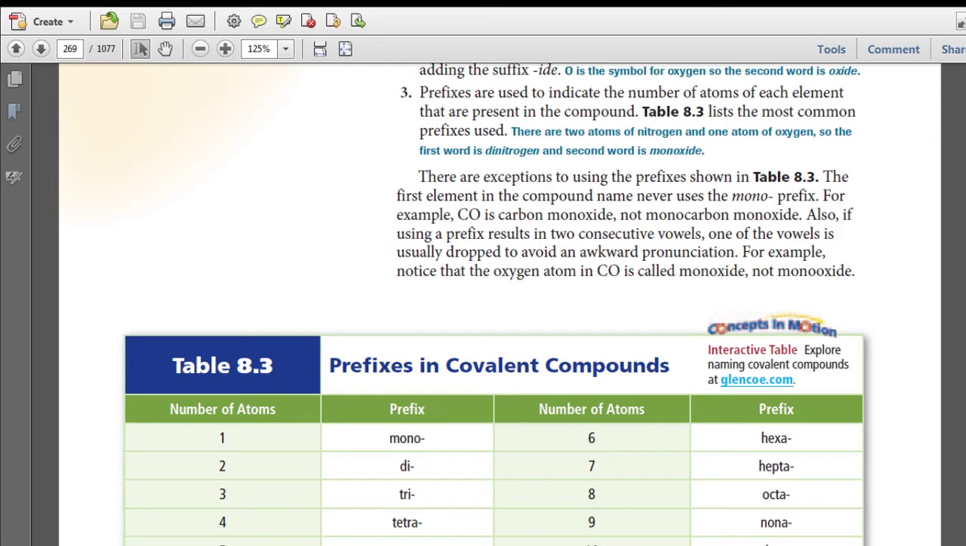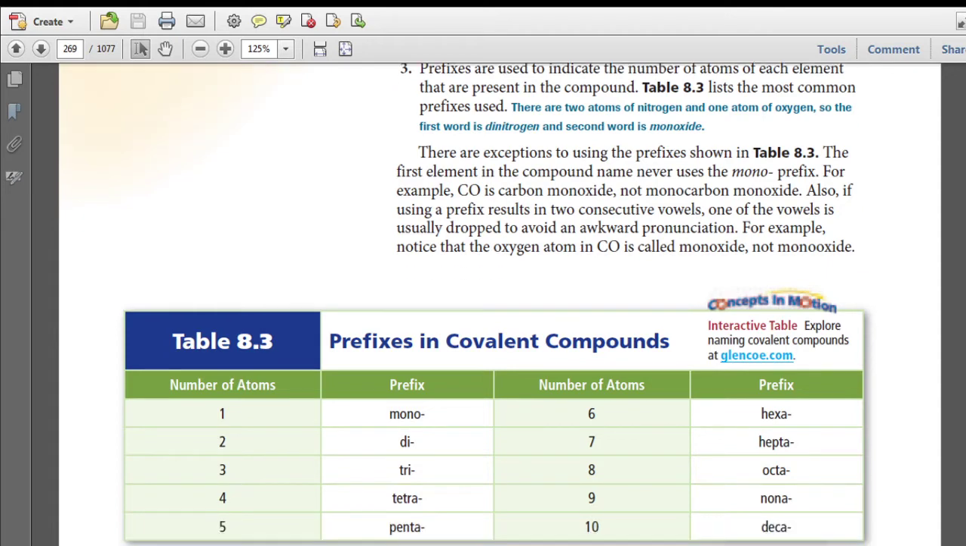There are exceptions to using the prefixes shown in 8.3. The first element in the compound name never uses the mono prefix. For example, carbon monoxide, not monocarbon monoxide. Also, if using a prefix results in 2 consecutive vowels, one of the vowels is usually dropped to avoid an awkward pronunciation. For example, notice the oxygen atom in carbon monoxide is not monooxide.